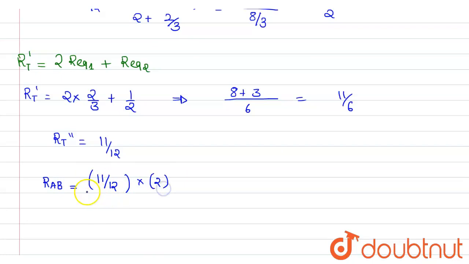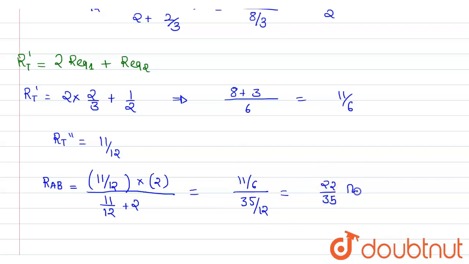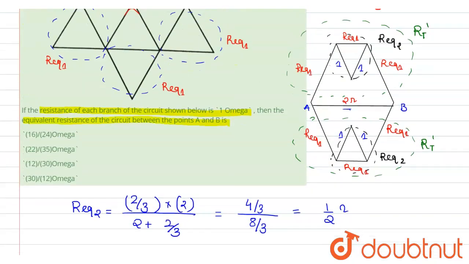So we find the R equivalent for the parallel arrangement. It will be 11 by 12 into 2 upon 11 by 12 plus 2. If we simplify it, the numerator will be 11 by 6, and the denominator will be 24 plus 11, which is 35 by 12. Its value will be 6 divided by 12, so 2 goes in the numerator, and it will be 22 by 35 ohm. This is the value of R equivalent between A and B. So this is our answer, and our correct option will be B. This question is completed here.